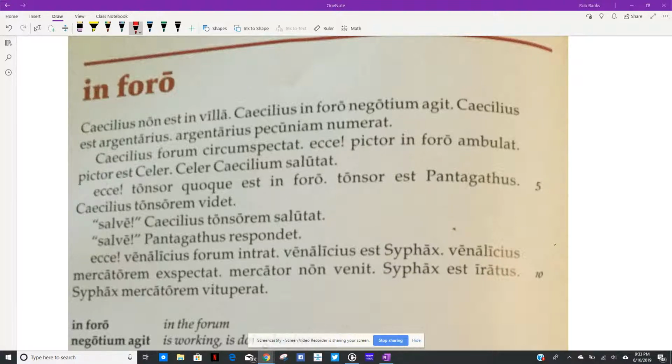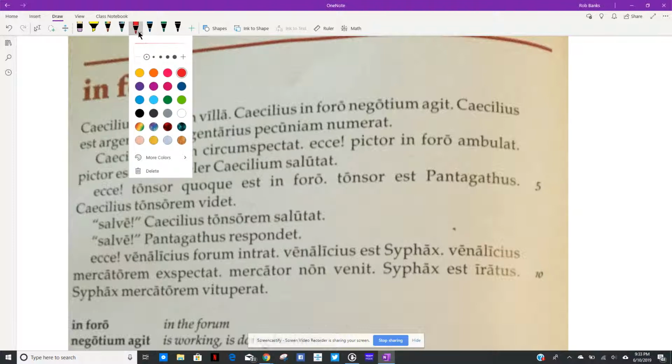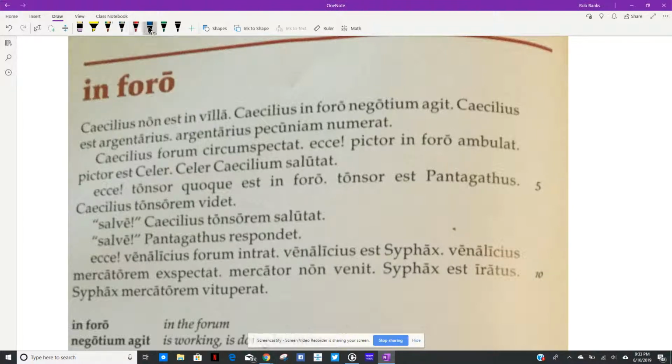Let's look at this In Foro translation. Let's do something a little different than we did before. This time we're going to look at the declensions of nouns. So we'll start with red as usual. And this time let's use red to underline just the first declension nouns.